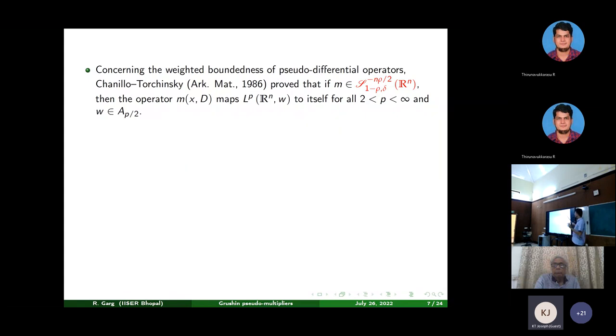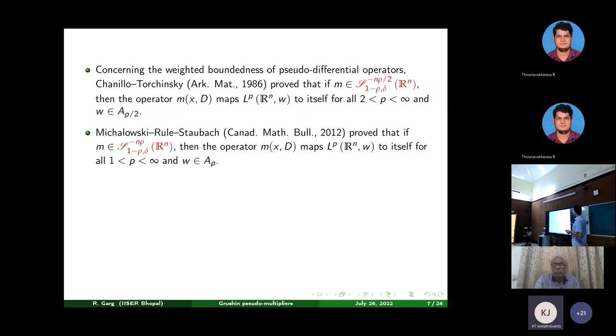So if you give me just that much, and for the rest of the derivatives, you keep giving me every time 1 minus rho, 1 minus rho, 1 minus rho, then it turns out that the operator, which was known to be bounded on L^p of R^n, is also bounded on weighted spaces. These are Muckenhoupt weights for p bigger than 2, and weights coming from p by 2. If you increase the initial decay, one can improve it by going all the way to A_p. It depends on between minus n rho by 2 and minus n rho. If you keep giving me extra initial decay, then you keep improving.